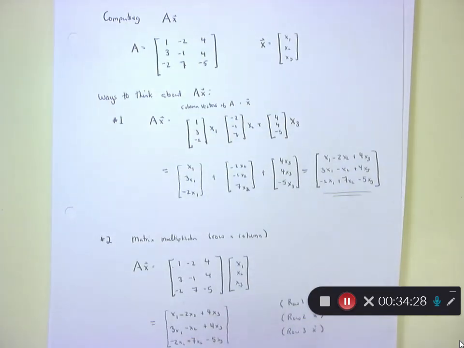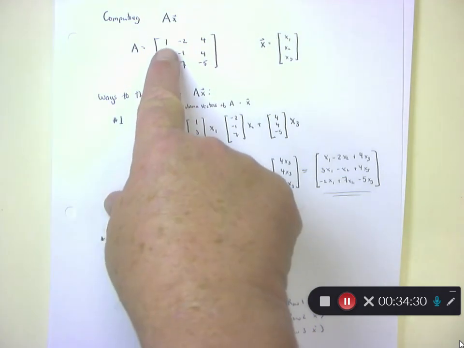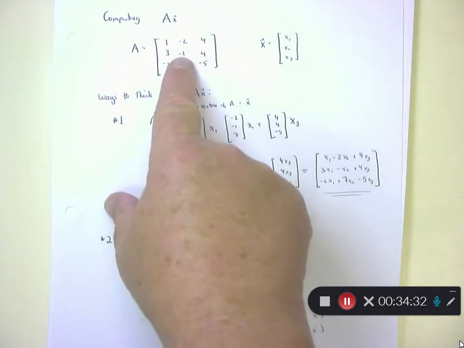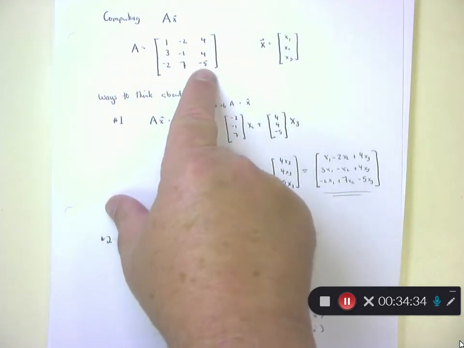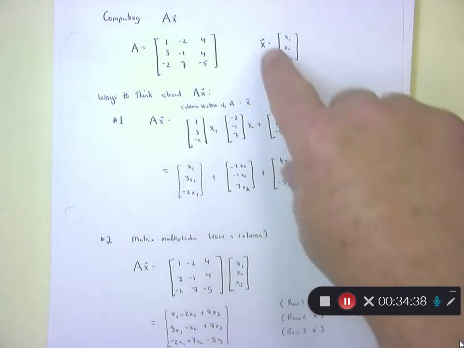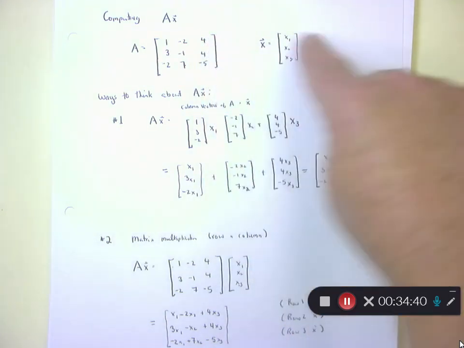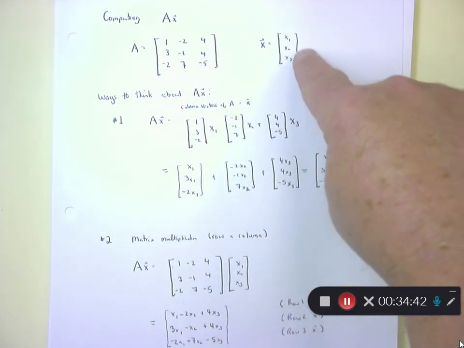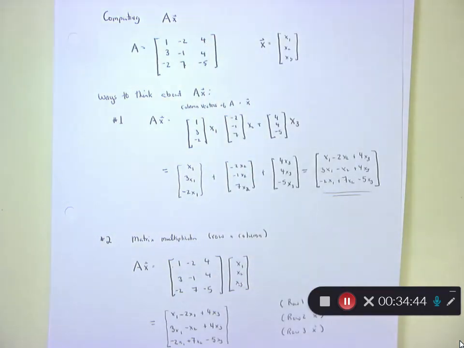So here's an example of matrix A. Let's compute AX. A is 1, -2, 4, 3, -1, 4, -2, 7, -5. That's matrix A, 3 by 3. The vector X is my standard. Since this is 3 by 3, this is going to be a 3 by 1, X1, X2, X3. Classic column vector.